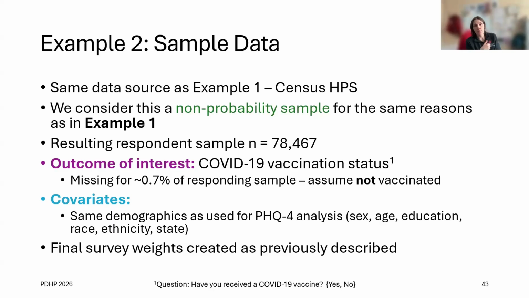The covariates we're going to use, we'll make it simple. We'll use the same ones as for the PHQ-4: sex, age, education, race, ethnicity, and state, coded in exactly the same way. And of course, again, we have those Census Household Pulse survey weights where they rake to the ACS margins, exactly as we had in the previous example.